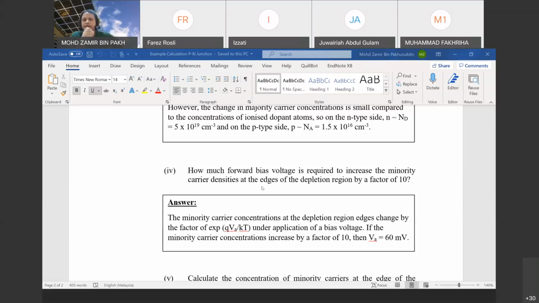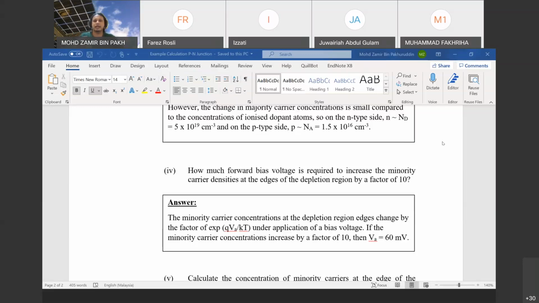Is your Pn over Pn naught, Pn under thermal equilibrium or Pn under forward bias condition? How about others? So you rearrange the equation, then get VA.